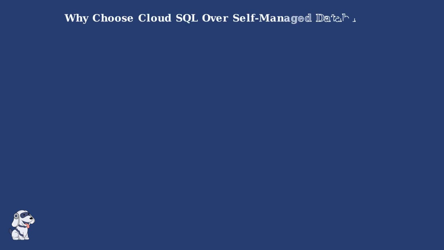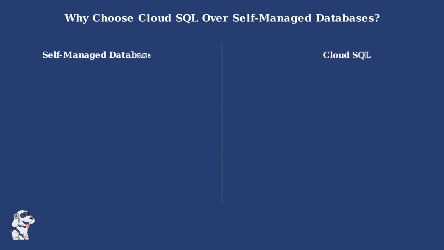When deciding between Cloud SQL and self-managed databases, you're essentially choosing between convenience and control. Let's explore what each option involves and why many developers are making the switch to Cloud SQL. Let's compare these two approaches side by side. On the left, we have self-managed databases, where you handle everything yourself. On the right, we have Cloud SQL, where Google manages the infrastructure for you.